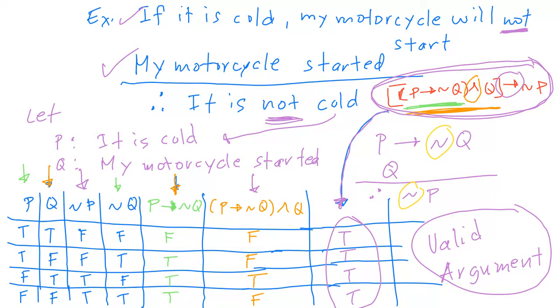Okay, so you just have to slow down and think about the different truth tables. Here you're using the conditional statement truth table and the AND statement truth table.